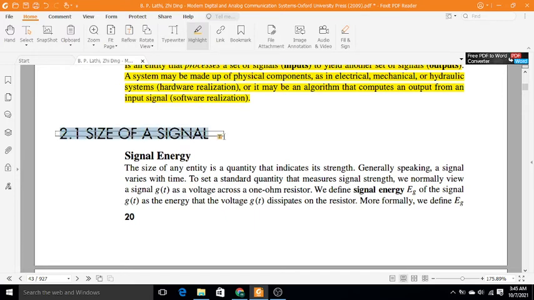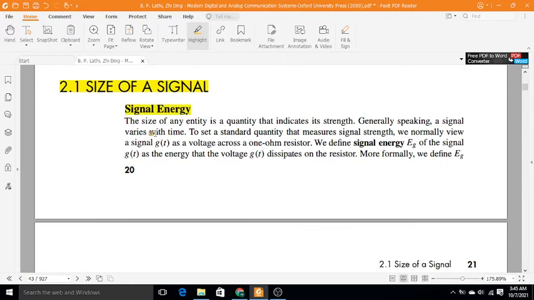2. One size of a signal. Signal energy. The size of any entity is a quantity that indicates its strength. Generally speaking, a signal varies with time. To set a standard quantity that measures signal strength, we normally view a signal g(t) as a voltage across a 1 ohm resistor. We define signal energy Eg of the signal g(t) as the energy that the voltage g(t) dissipates on the resistor. More formally, we define Eg.